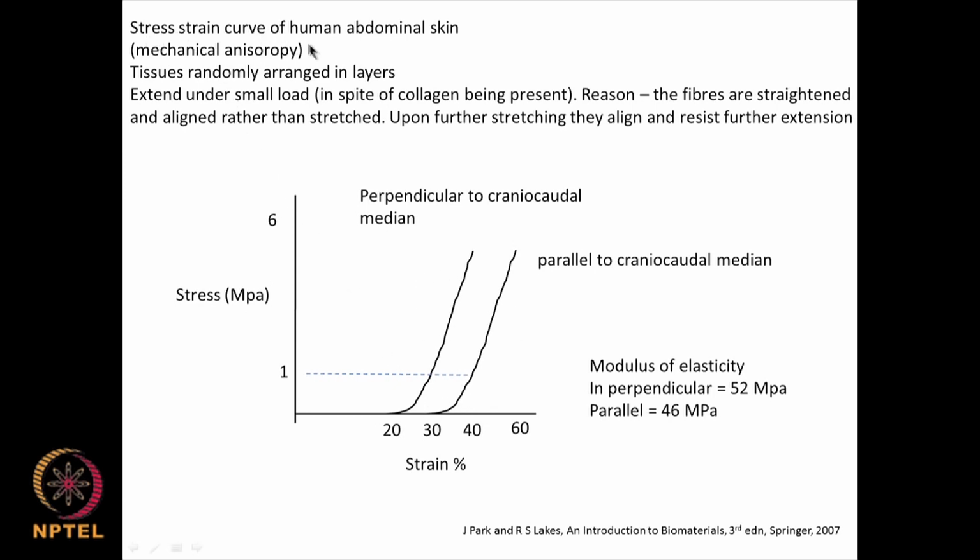This is called mechanical anisotropy, because if the load is applied perpendicular and if the load is applied parallel, we will get two different stress strain diagrams, because the tissues are randomly arranged in layers. So, it extends under small load because the fibers get straightened and then aligned rather than stretched, and upon further stretching they align and resist further tension.